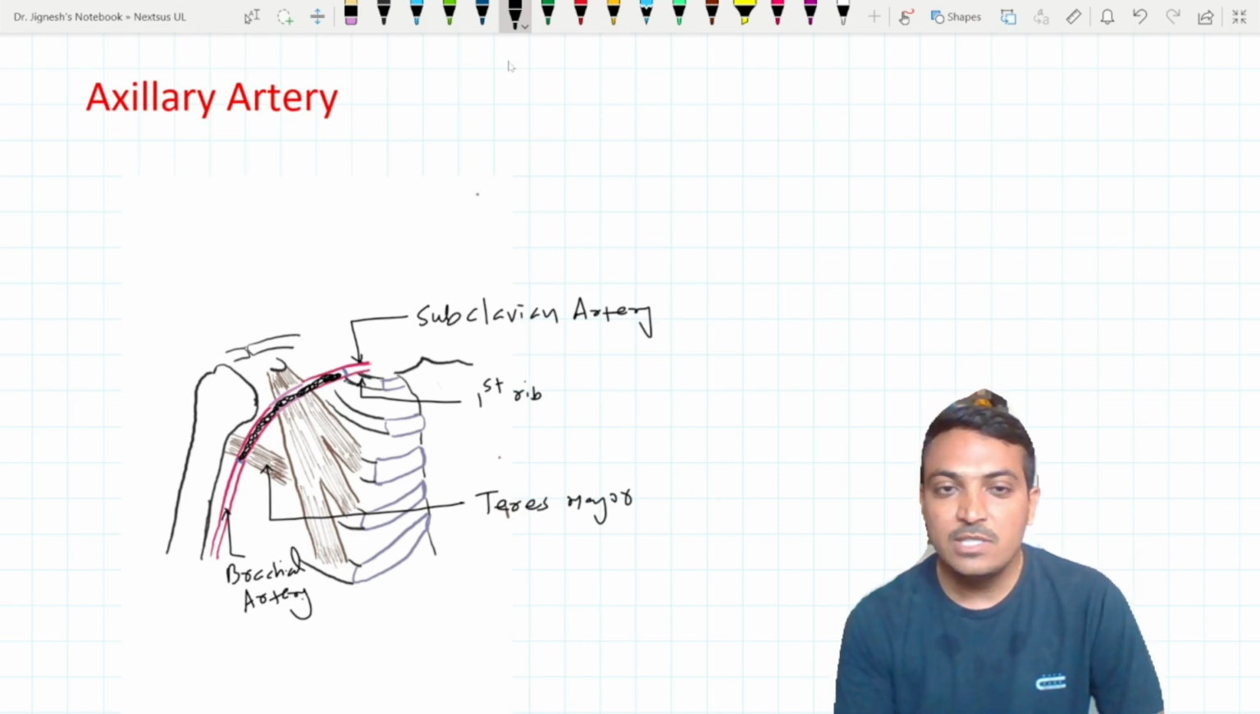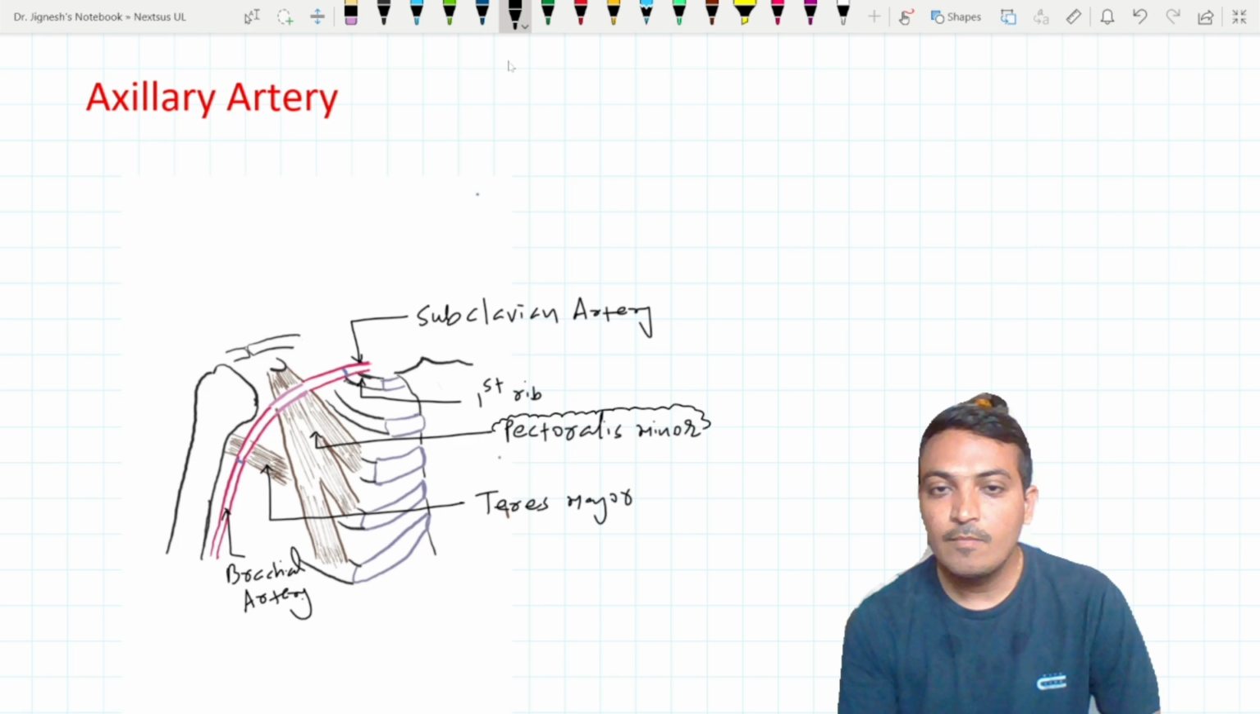This large muscle which is situated in the course of the axillary artery is the pectoralis minor muscle. This pectoralis minor muscle is the key muscle which divides the axillary artery into three parts. The part above it is the first part, the part behind the pectoralis minor is the second part, and the part below the pectoralis minor muscle is the third part of the axillary artery.